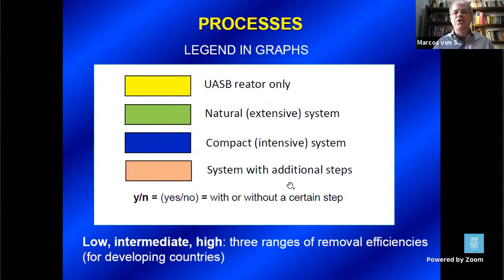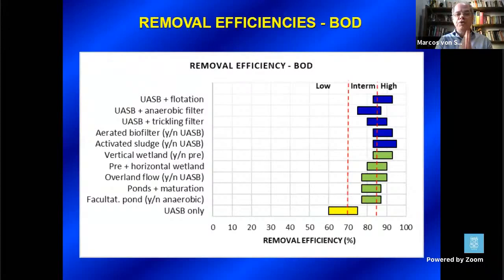So let's come back again to BOD. Here I listed some processes. I will not discuss each of them individually; I will just make a general analysis. Here is removal efficiency. I considered low removal efficiencies of BOD if they are lower than 70%, intermediate if they are between 70% and 85%, and high removal efficiencies if they are between 85 and 100%.